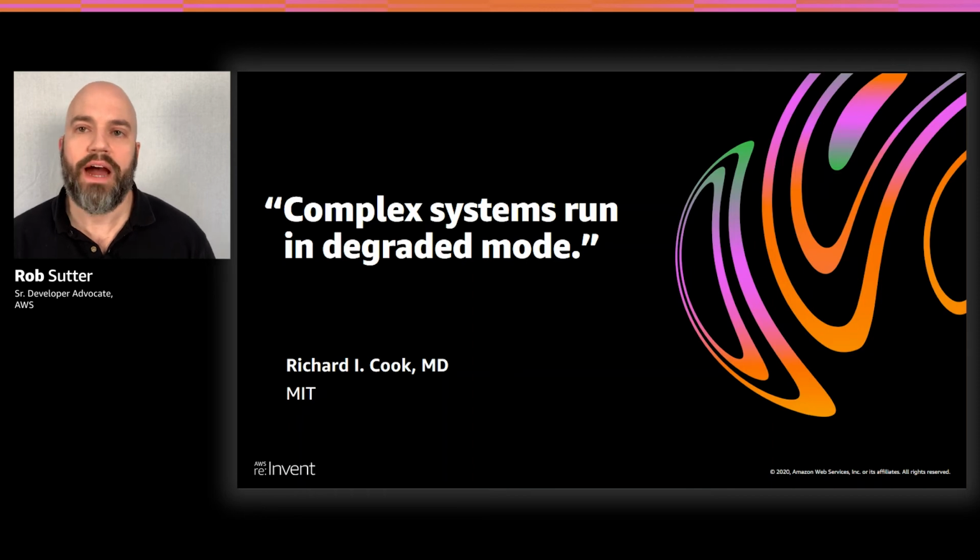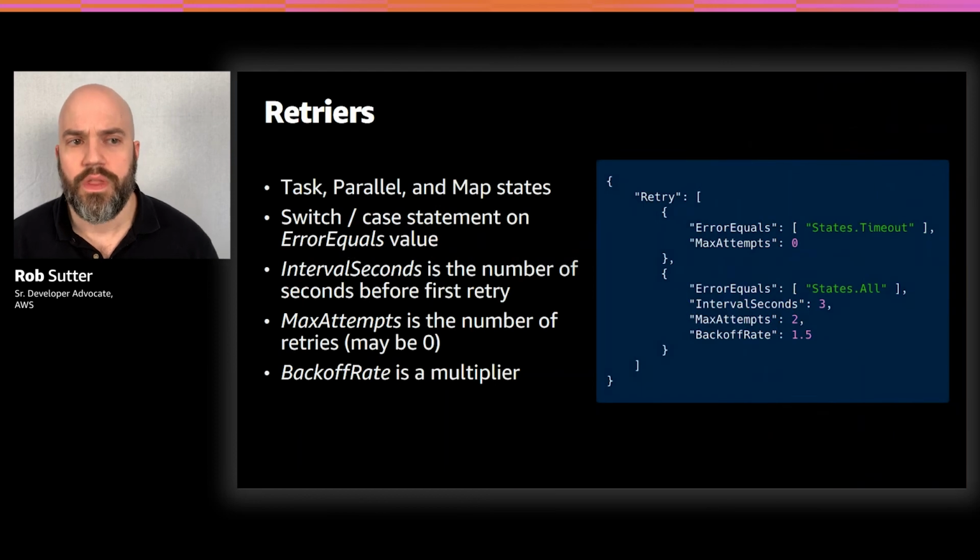Step Functions gives you two powerful tools for handling errors, and they solve the problems of catching errors and retrying errors as they occur. The first we'll talk about are retriers. Retriers are valid for task, parallel, and map states, and they allow you to attempt to reprocess the entire state in the event of a failure. They're basically switch or case statements on the ErrorEquals value. Two values are shown here on this slide, and they match in order. So if you receive a States.Timeout error, you are not going to retry at all, as defined on this slide.